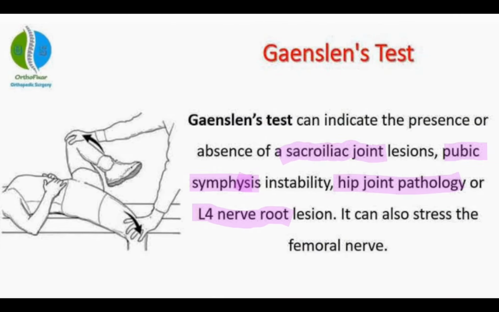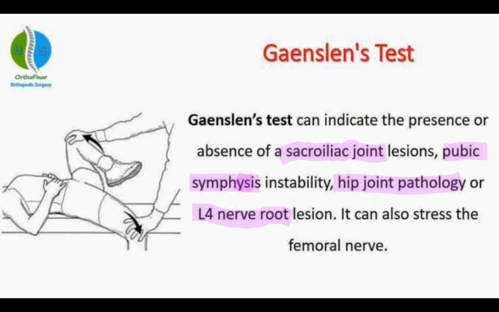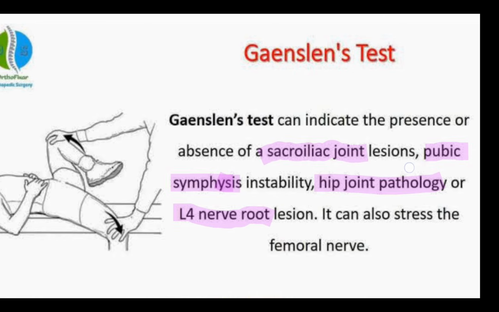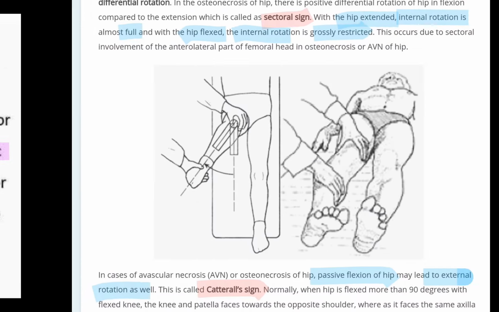Then is Gaenslen's test for the sacroiliac joint. Here basically sacroiliac joint, pubic symphysis and hip joint pathology or L4 nerve root lesion, these things are tested. One leg is put into flexed position, another is extended and put downwards on the floor. While one thigh is going towards the abdomen, the other thigh is going towards the floor. It is Gaenslen's test. For the sacroiliac joint, pubic symphysis region, if any pathology is there, it is used to test that.